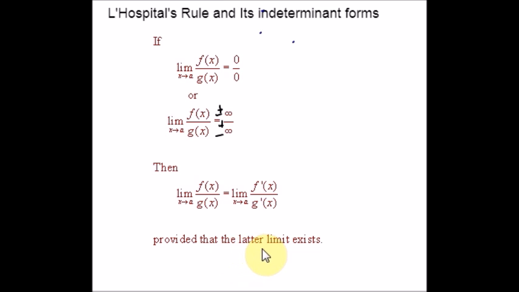latter limit exists. So L'Hospital's rule tells us that if we have an indeterminate form 0 over 0 or plus or minus infinity over plus or minus infinity, it can be of any sign. All we need to do is differentiate the numerator and differentiate the denominator and then take the limit.